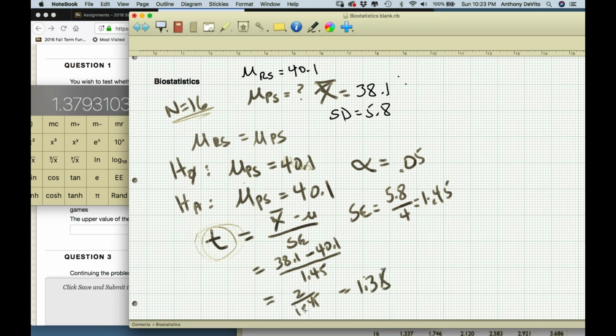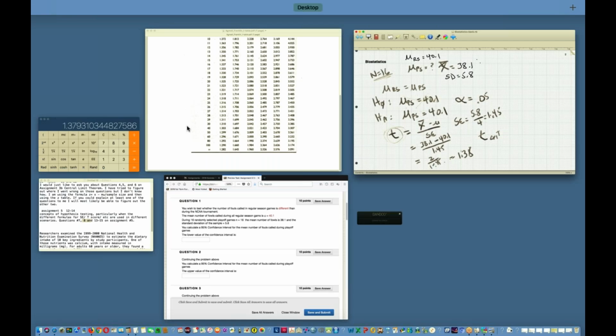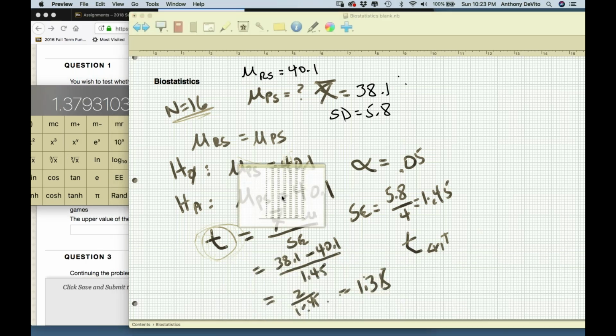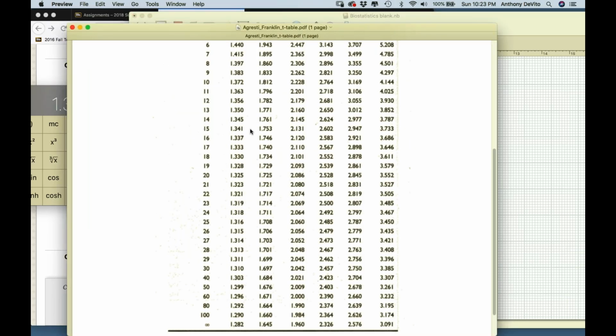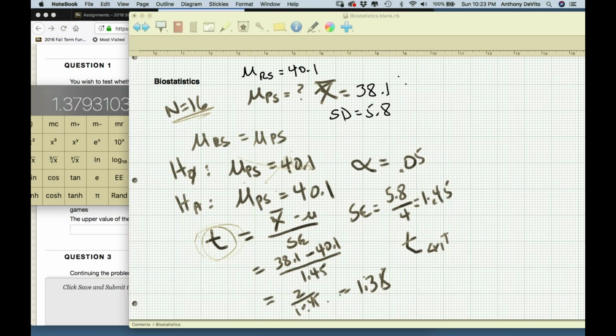Now, is that a big enough difference for me to say with 95% certainty that these two are different? Can I reject the null hypothesis? The key to that is, does it exceed my critical value of t? My critical value of t for a sample size of 16, or in other words, 15 degrees of freedom, is 2.13. So does it exceed 2.13? No, it doesn't exceed 2.13.